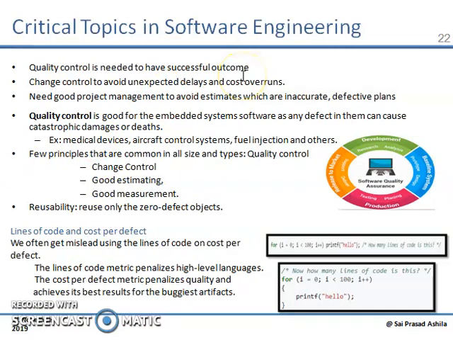Critical topics in software applications. Quality control is one thing, and change control, the control of changes in requirements, is another thing that plays a crucial role in projects being successful or failing. Quality control is prioritized for embedded system software, as any small defect can cause catastrophic damage or deaths.